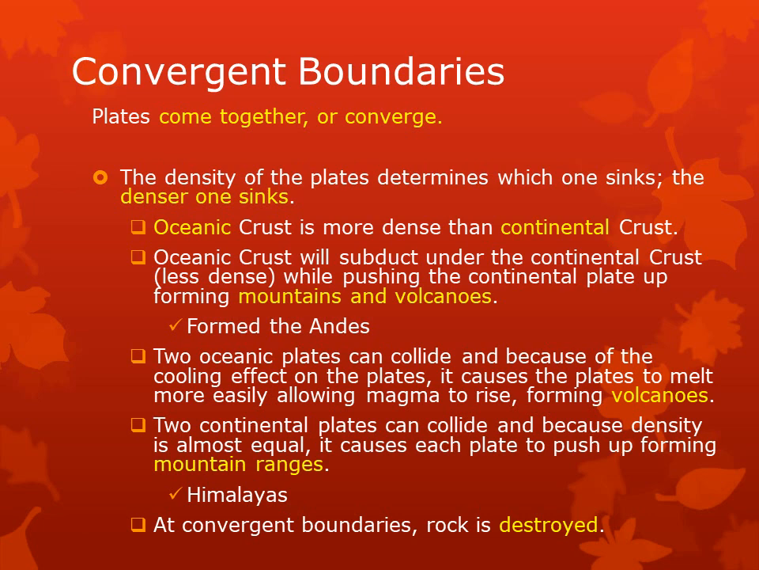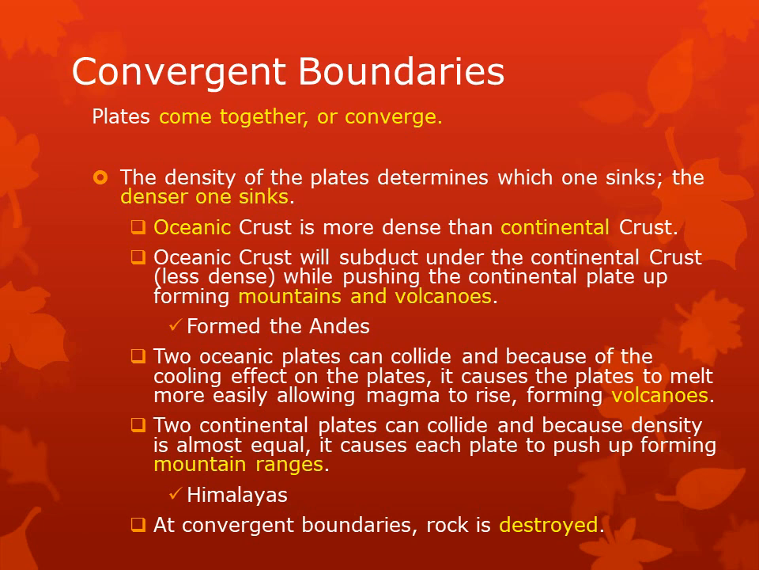Now, if two oceanic plates collide, because of the cooling effect on the plates, it causes the plates to melt. Okay, because obviously the ocean is cooler than the crust or the mantle. All right, so it cools the plates and causes the plates to melt. This allows magma to rise up, melt the plates, and form volcanoes.